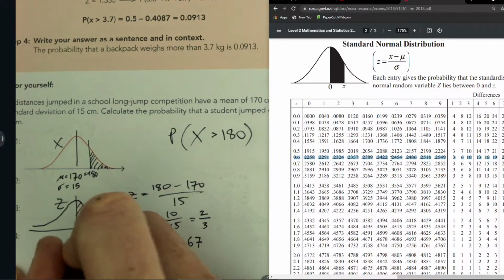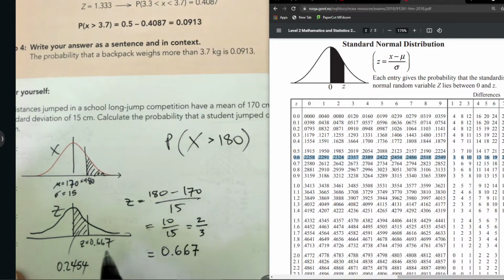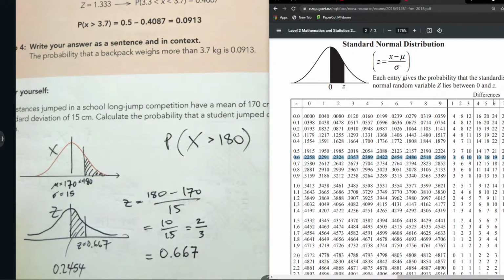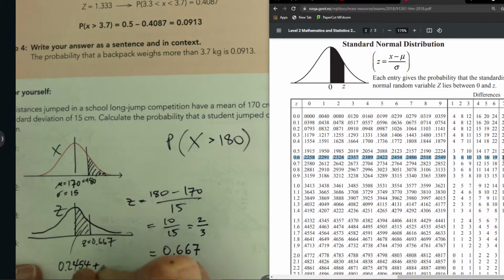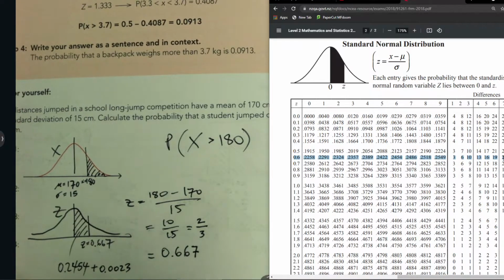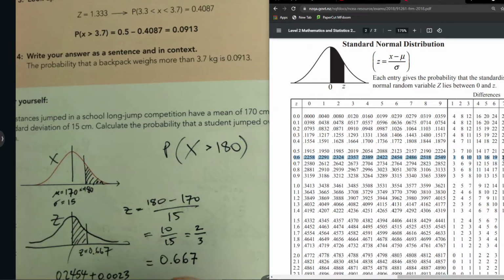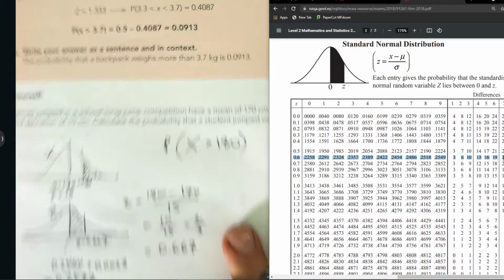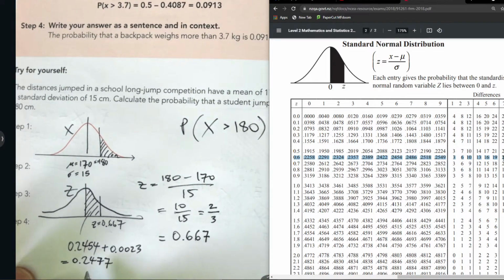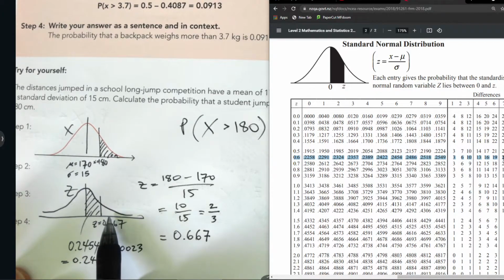So 0.2454. But there's this little difference of 7 at the end, so we're just going to find that in the differences column. So here we are, 7, so it's 23 that we've got to add on. So it's 0.0023. So that comes out at a nice number. Well, it's not that nice, to be honest, but it's easy to add up. Okay, so we've found that this shaded area here is 0.2477. But we are actually interested in this bit that I haven't shaded yet.